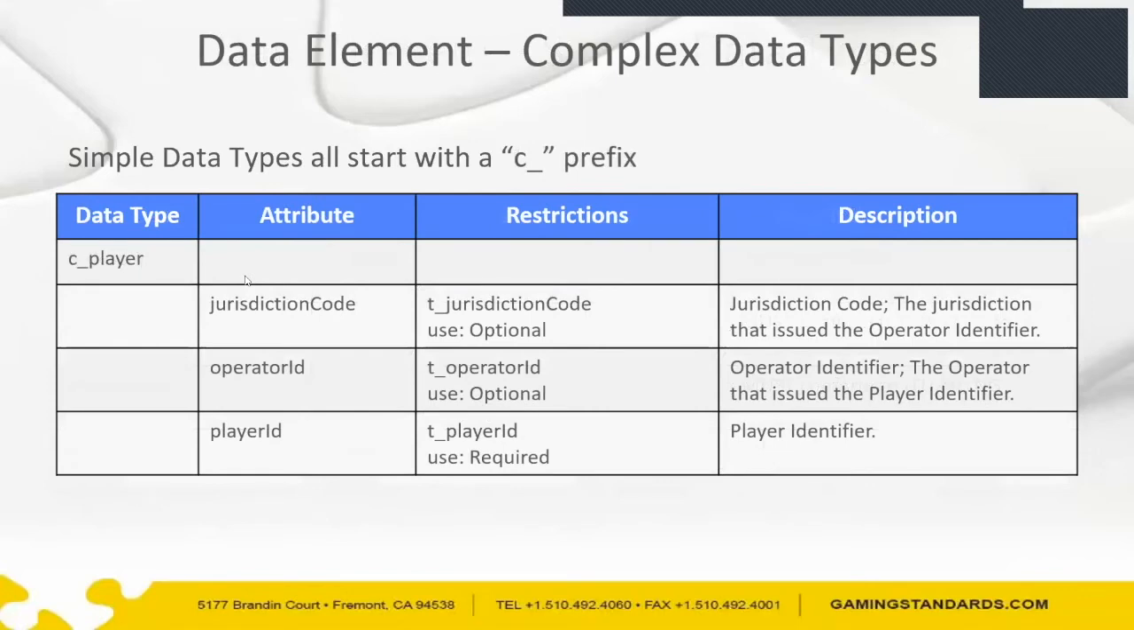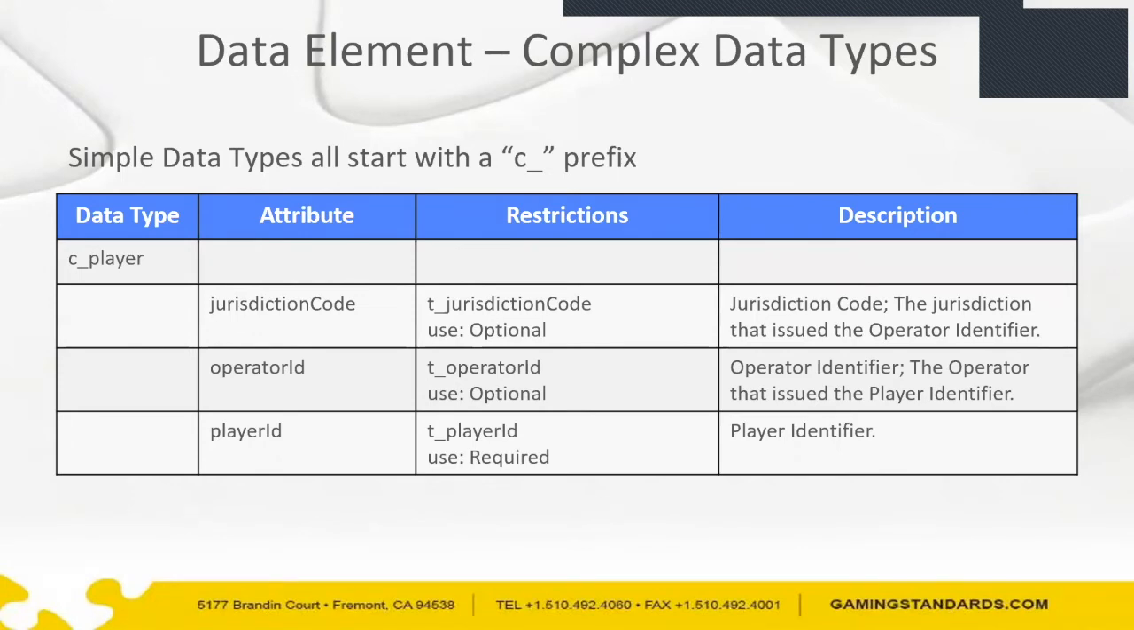The next component or building block of RRI are the complex data types. As I mentioned, these are comprised either of simple data types or even of other complex types. And all of the complex types start with a C underscore prefix. In this case, I'm showing you some of the components that go into C underscore player. And that data type is actually comprised of 3 attributes: jurisdiction code, operator ID, and player ID. And you can see that some of them are optional, but player ID is required.